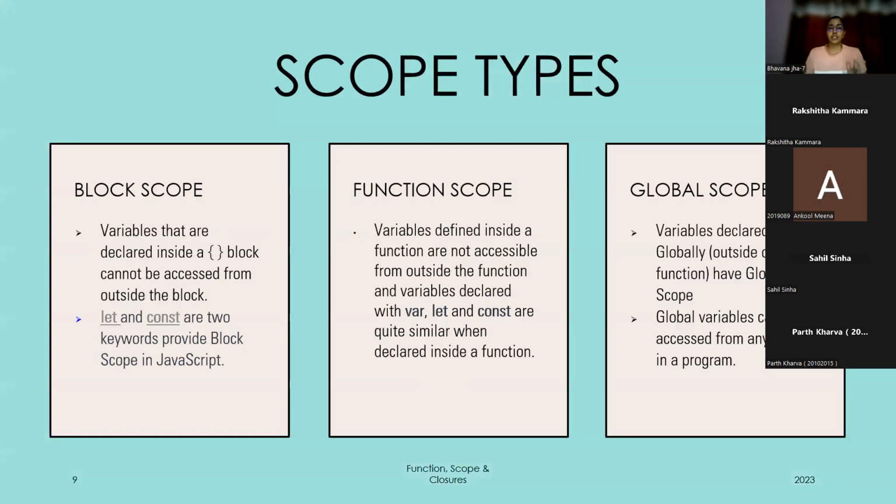So these are the three types of scope. The first one is the block scope, meaning whatever is written inside the block, this symbol decides the block, is only accessed inside that. Outside that block, it is not accessible. So let and const are the two keywords that provide block scope in JavaScript.